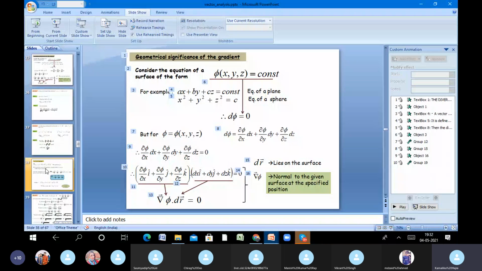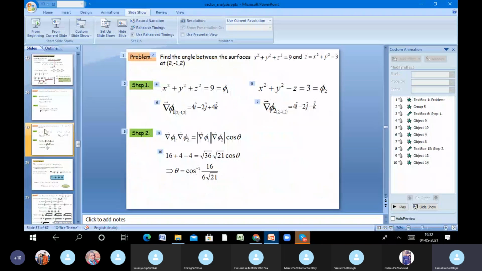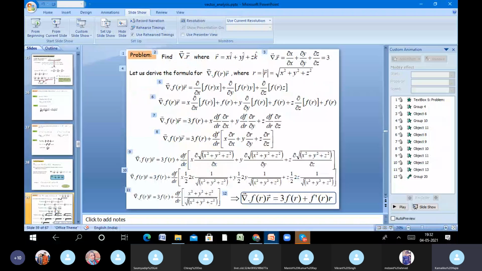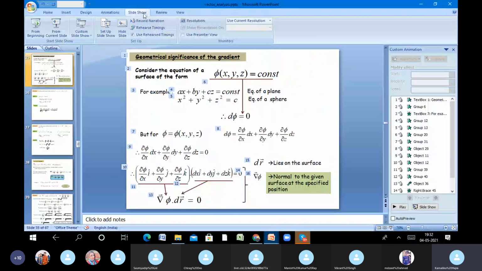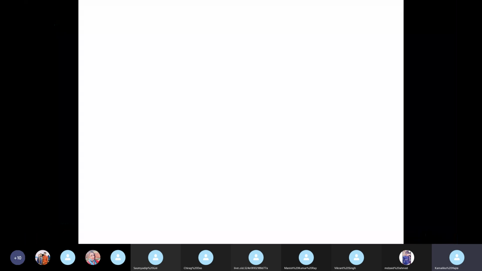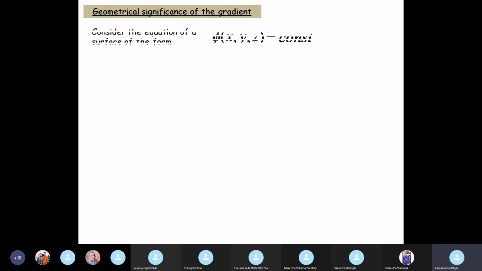This I'll do. We'll see what the geometrical significance of the gradient is. We just mechanically did the problems on gradient. We'll see what geometrically the gradient means. Suppose we have the equation of a surface of this form, phi(x, y, z) equals a constant.